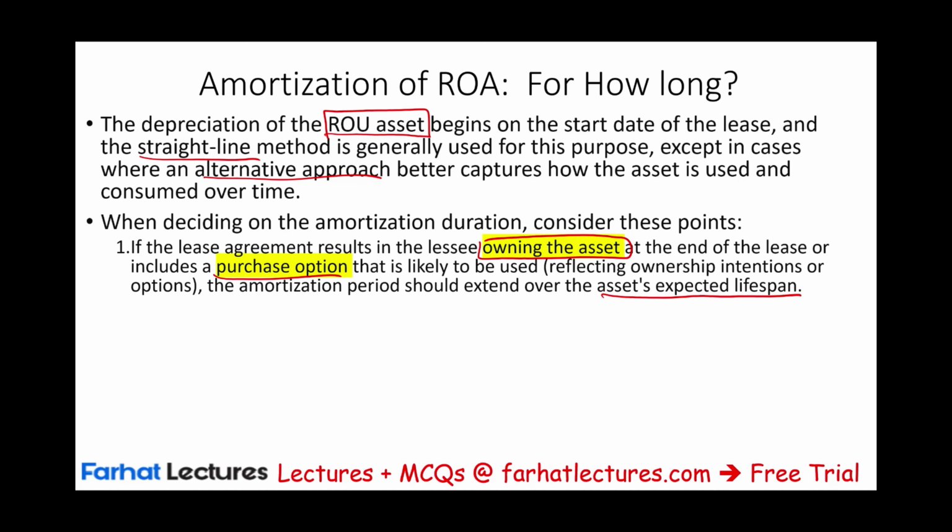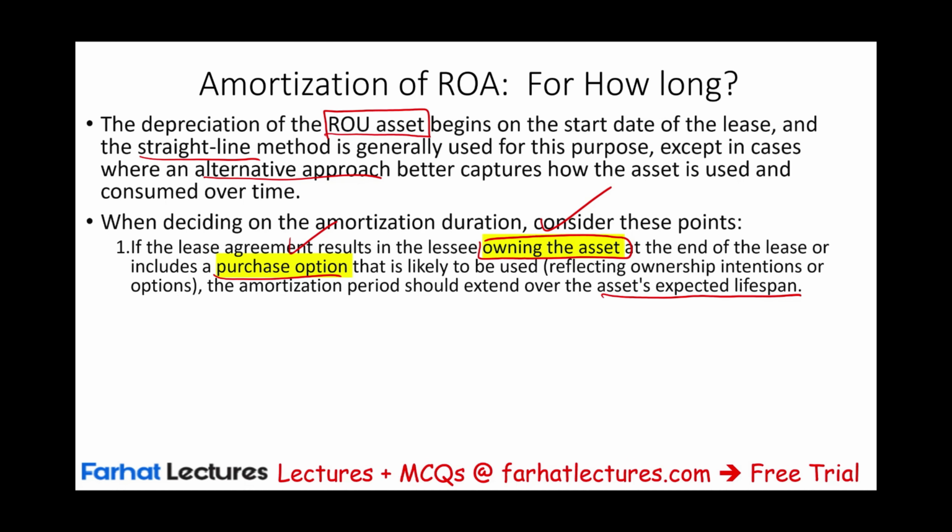Simply put, if at the end of the lease you're going to own the asset, or at the end of the lease you have a bargain purchase option, what does that mean? In both situations, you are going to be owning the asset, because either you're going to own it or you're going to buy it because the deal is so good you're not going to pass it up.